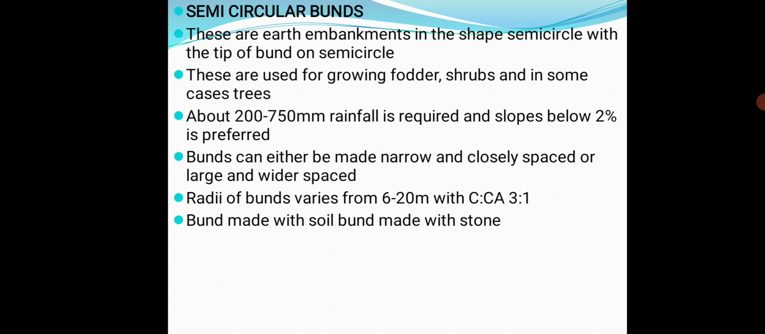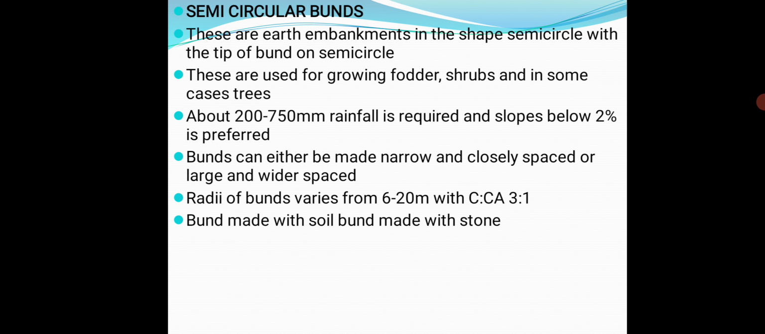Next one, semicircular bunds. These are earth embankments in the shape of a semicircle with the tips of the bunds on the semicircle. These are used for growing fodder crops, shrubs and some cash crops. Next, about 200 to 750 mm of rainfall is required, and a slope of less than 2% is preferred.